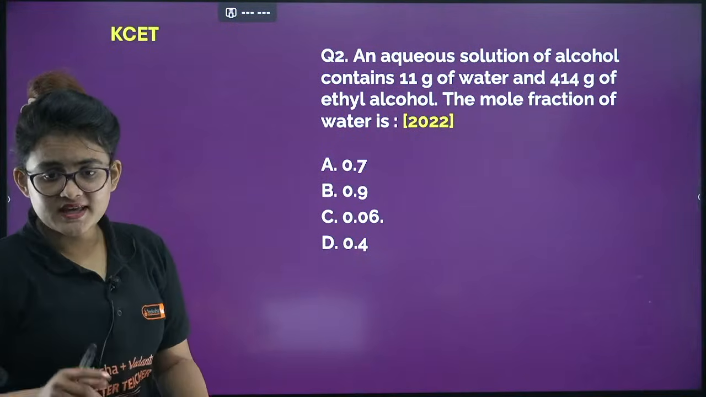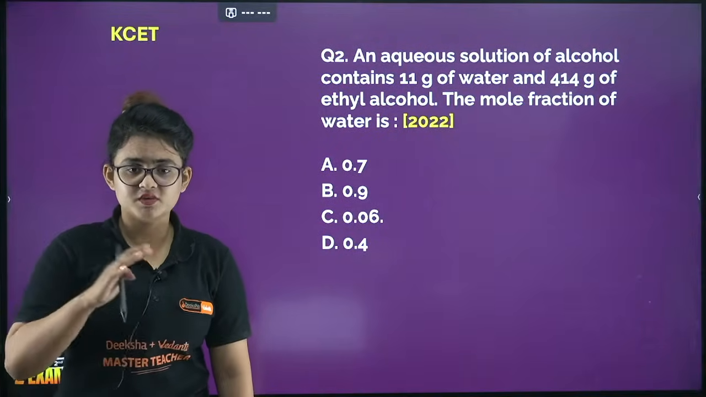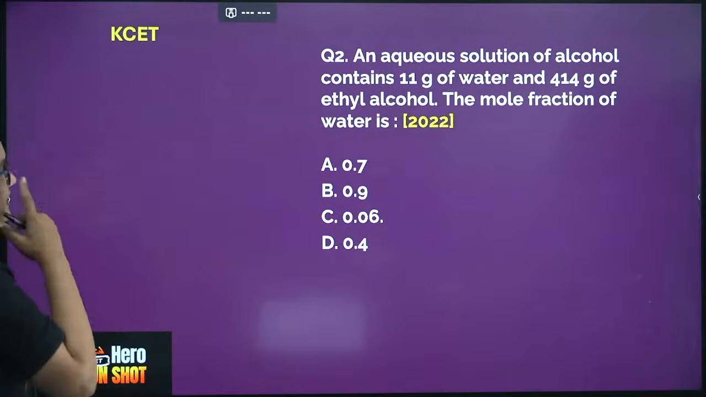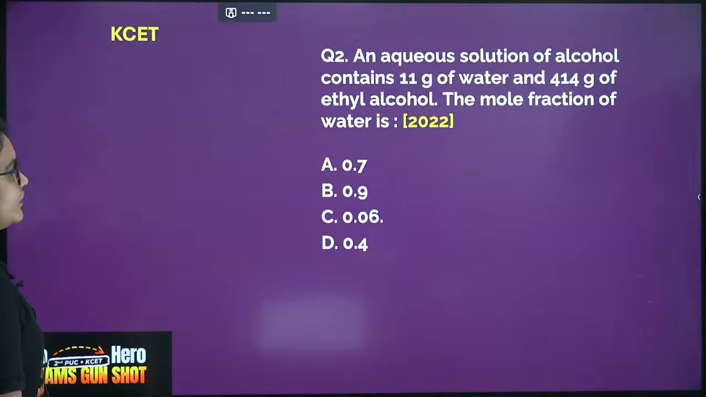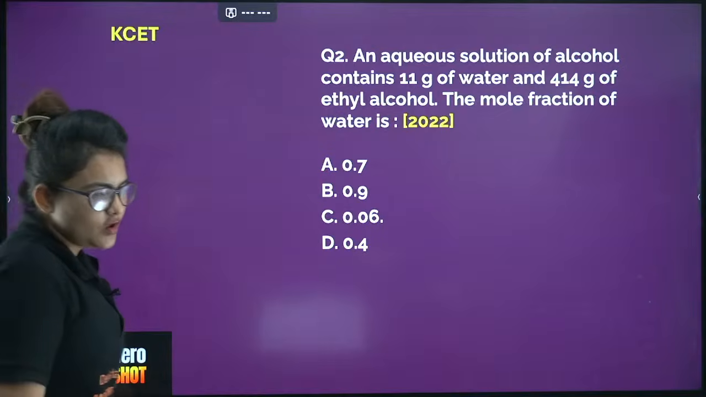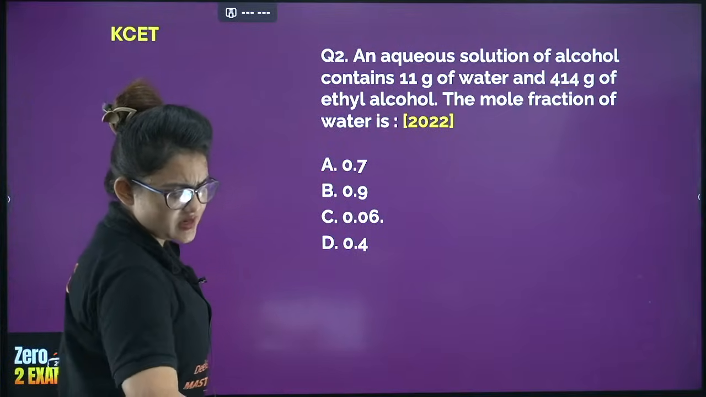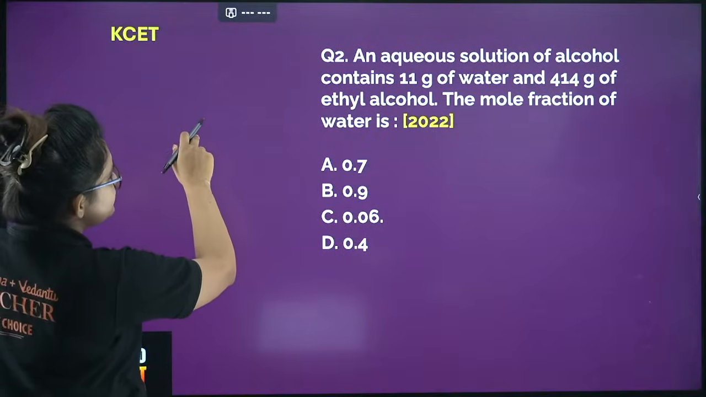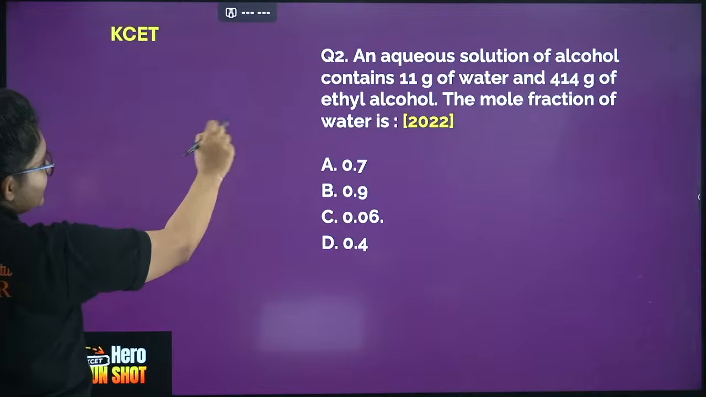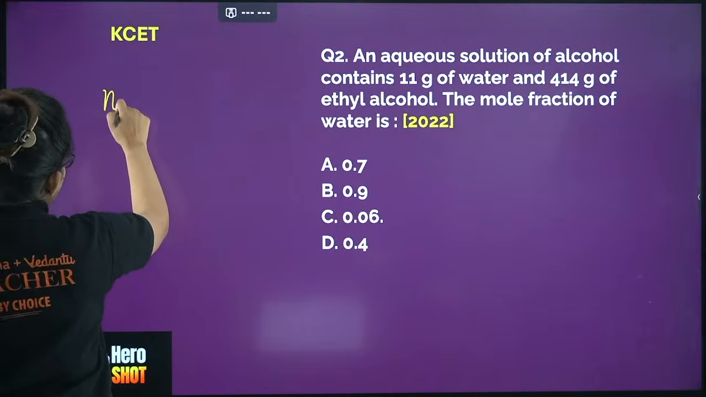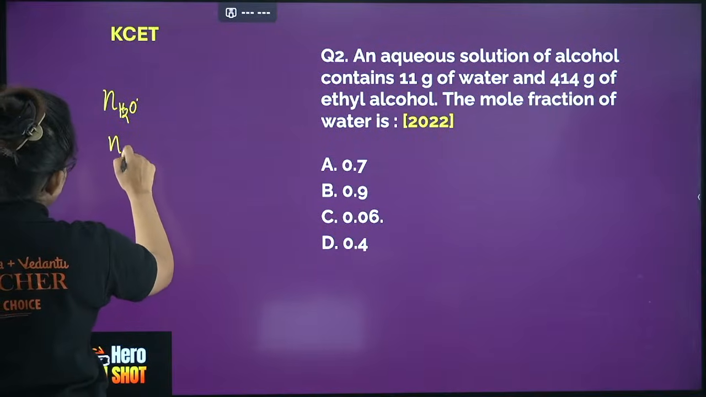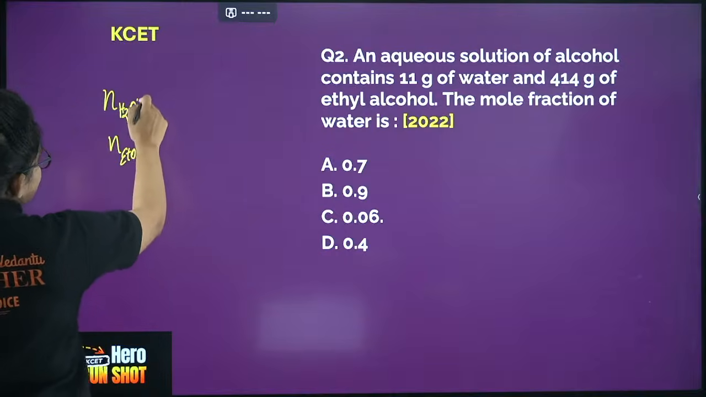Here you can see this is from the KCET. KCET previous year question from the concentration term. An aqueous solution of alcohol contains 11 gram of water and 414 gram of ethyl alcohol. What is the mole fraction of water? For this type of question, what do you have to do? At first you have to calculate the number of moles of water and the number of moles of ethyl alcohol, which I am writing as ETOH.